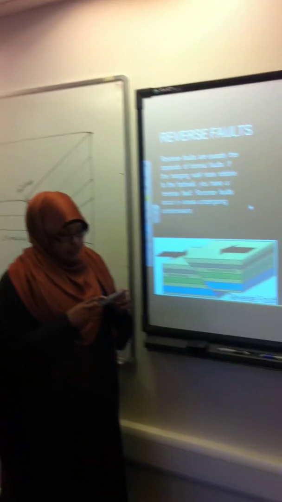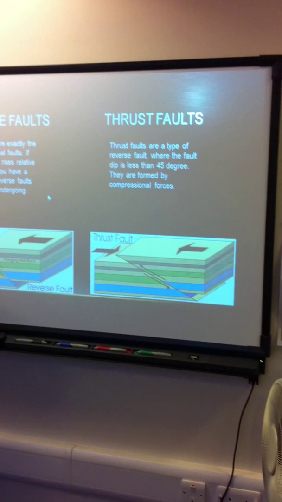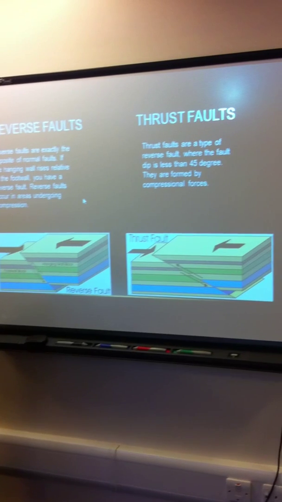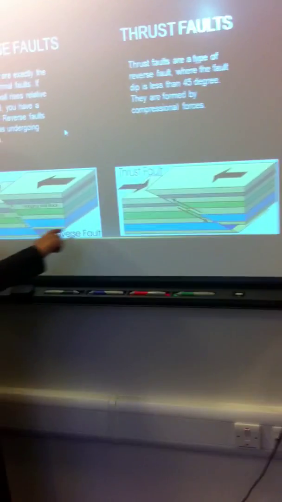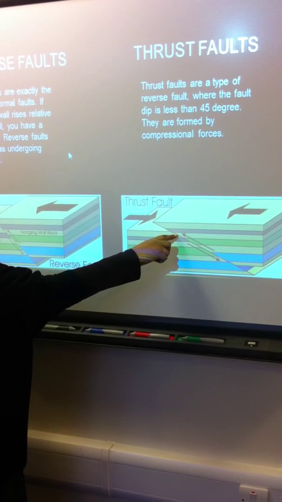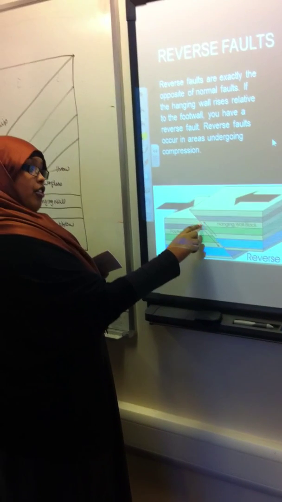Thrust faults are the type of reverse faults where the dip is less than 45 degrees. You might think that these pictures are the same, but if you look really closely, you can see that this angle here, the fault dip, is less than 45 degrees, and this is more than 45 degrees.